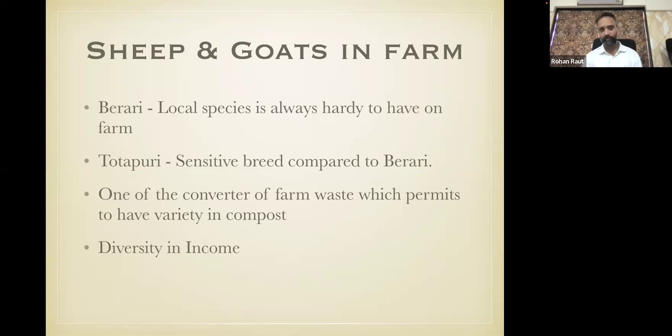Then after some time, I also thought, why not integrate sheep and goats in the farm. So I selected Berari, the local breed, which can thrive in my temperature. We generally have 47 degrees, 48 degrees peak temperature in May. And Berari is the goat which performed very well at my farm. Totapuri was again integrated, but I felt that it was slightly more sensitive than Berari.